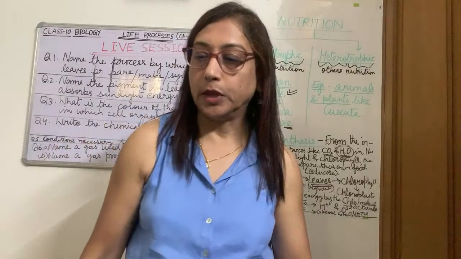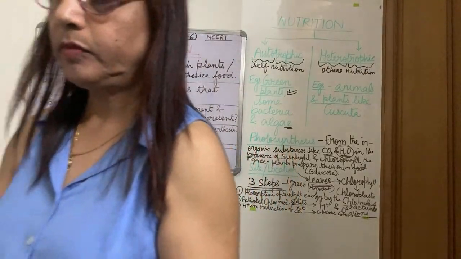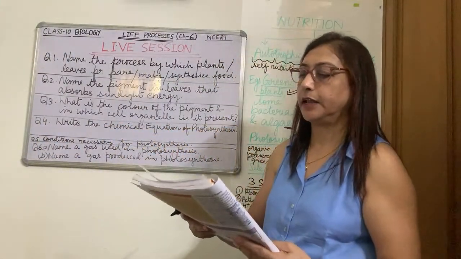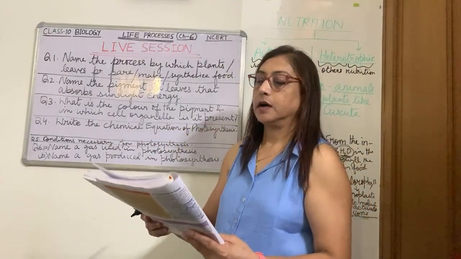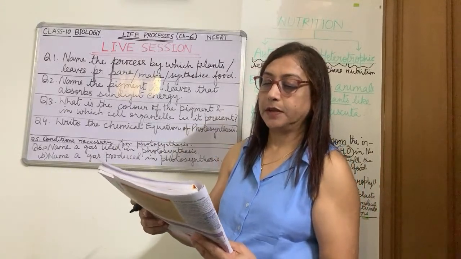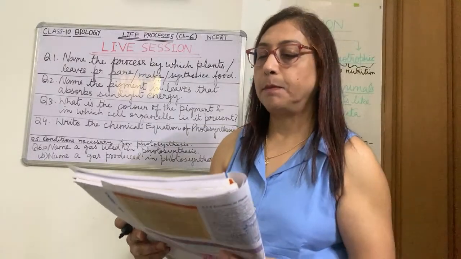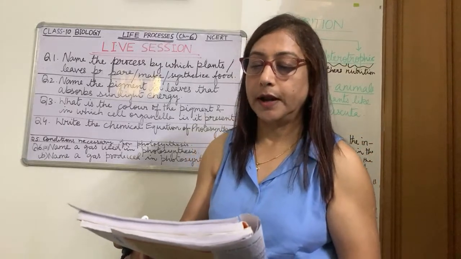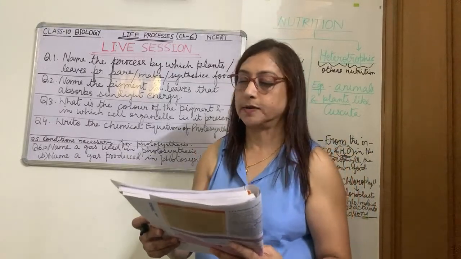Now let us quickly do the question and answers from the NCERT book. Children, this is on page 113. If you have the book with you, please open page 113 so that you can see the questions there. Question number 2 and 3 are MCQs. Let's do them quickly. Question number 2 is, the xylem in plants are responsible for: transport of water, transport of food, transport of amino acids, or transport of oxygen.